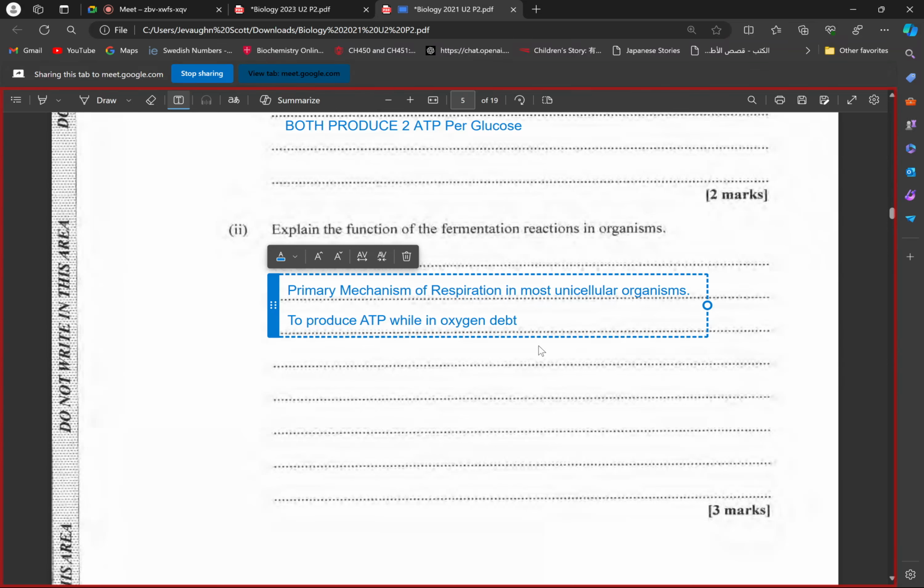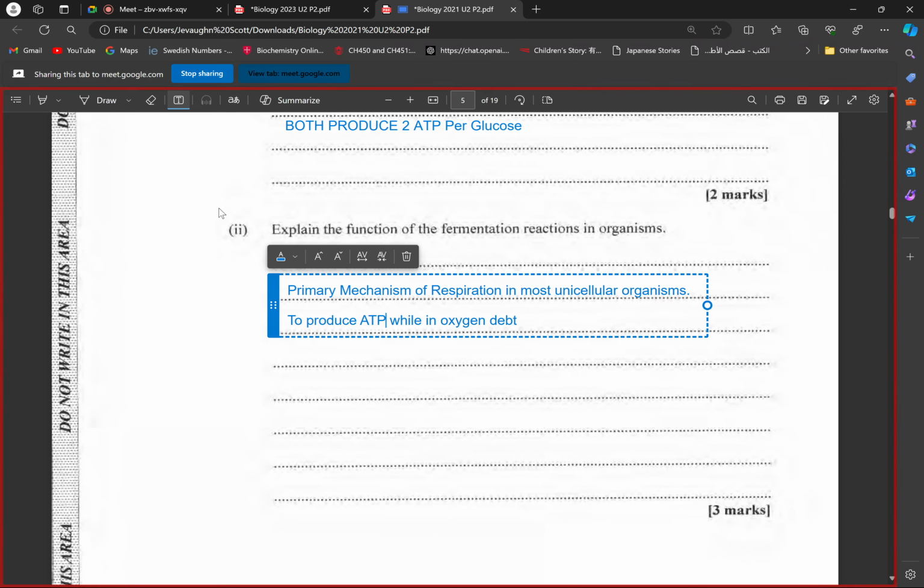So it will try and try and try to get some amount of energy without the use of oxygen until it cannot do it any longer. So it's basically a type of, what is it called again? A backup process. Yeah, it's a backup, right?